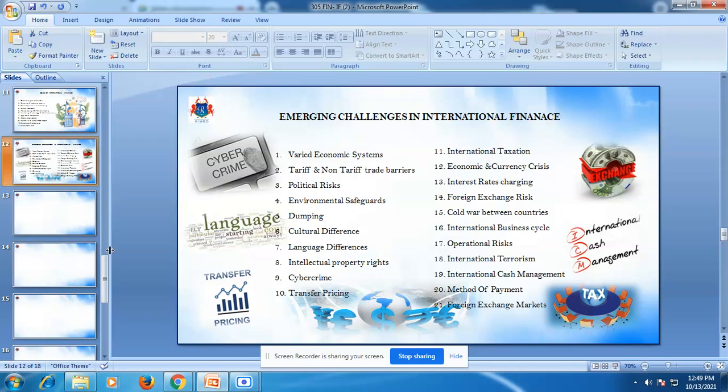The next challenge is language difference. Language and the ability to communicate are crucial in all business, including international transactions. Indian and US citizens are often at a disadvantage because they are generally fluent only in English, while European and German people are usually fluent in several languages, including English.